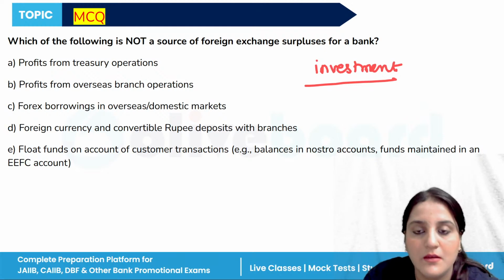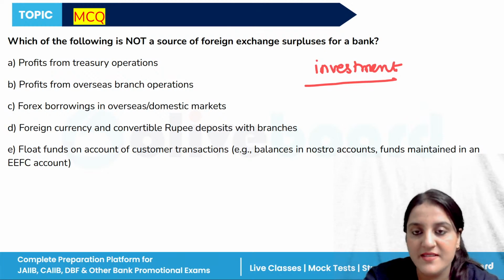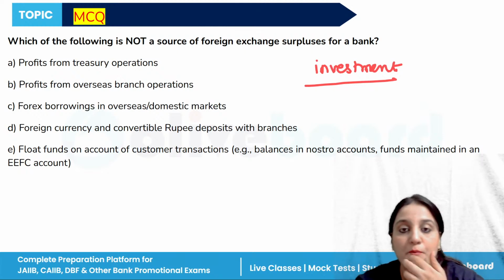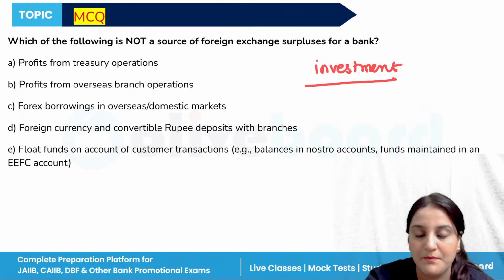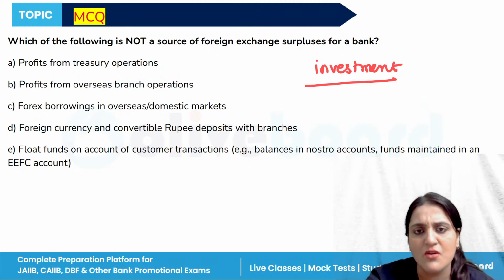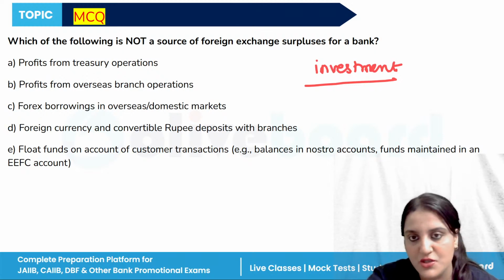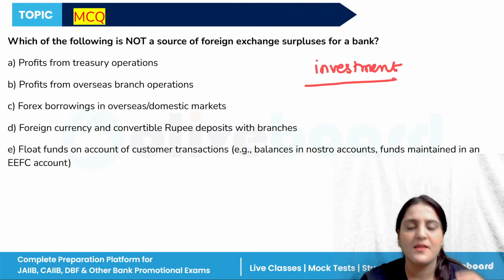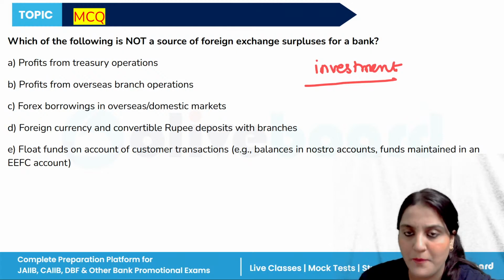foreign currency and convertible rupee deposit with branch. Sorry, option B is profits from the overseas branch operation. This is also a source of foreign exchange surpluses for a bank. Option C is forex borrowings in the overseas domestic market. This is also a source. Then foreign currency and convertible rupee deposits with the branches. This is not the correct option here.